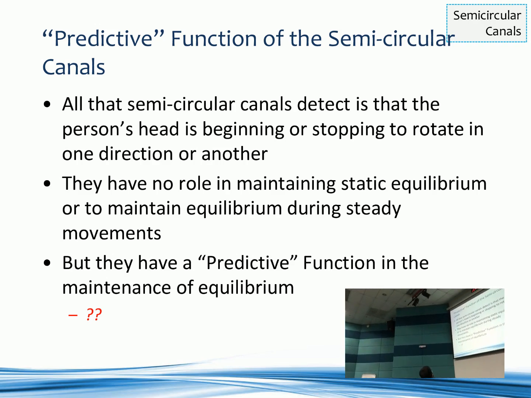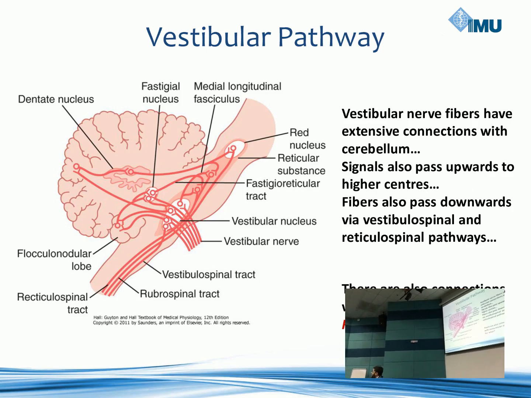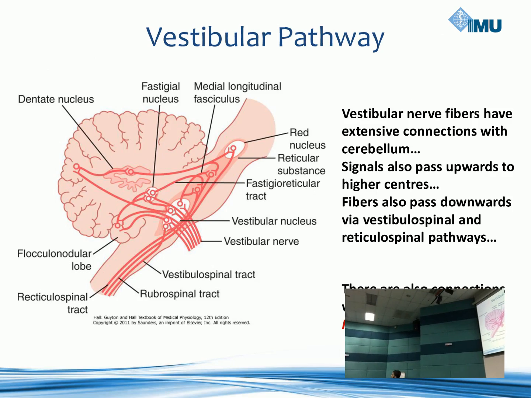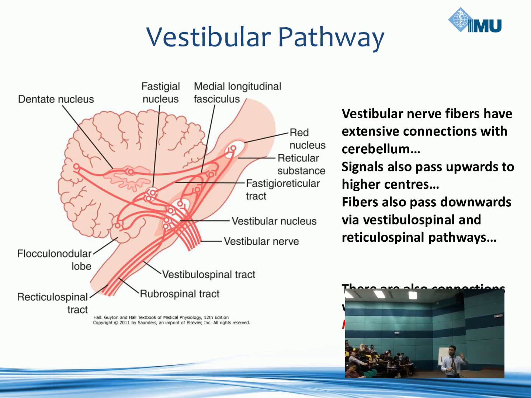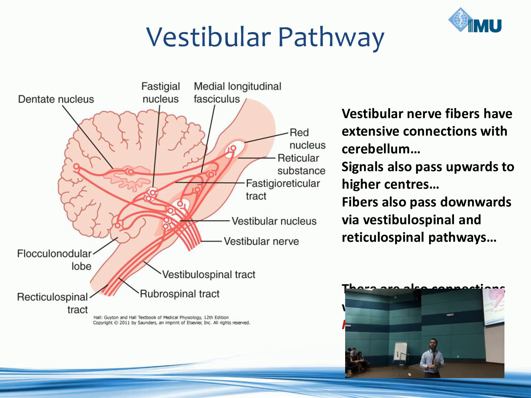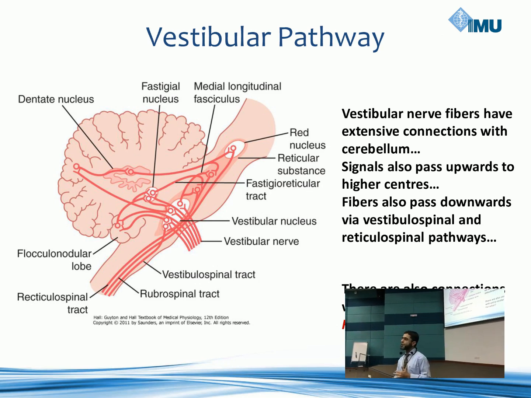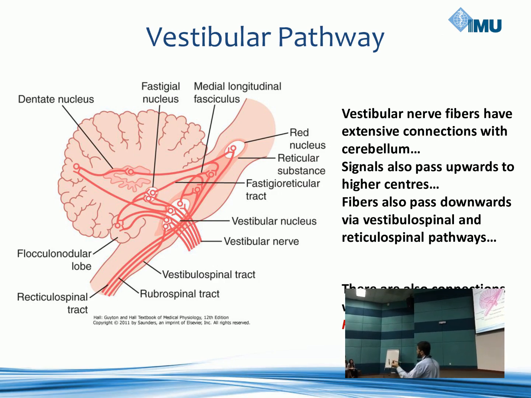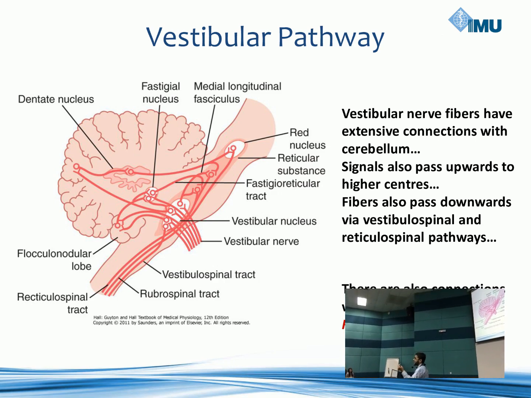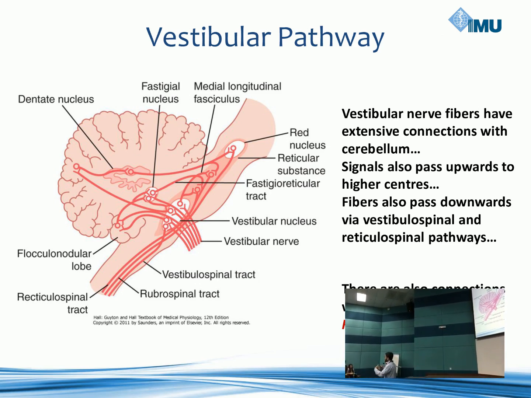Okay, now the vestibular pathway. The nerves going from the utricle, saccule and the semicircular canals end up in the brainstem, and there they have a lot of connections. Why a lot of connections? Because I told you earlier, equilibrium is not the function of just the semicircular canals or the inner ear. It's the function of many other senses.